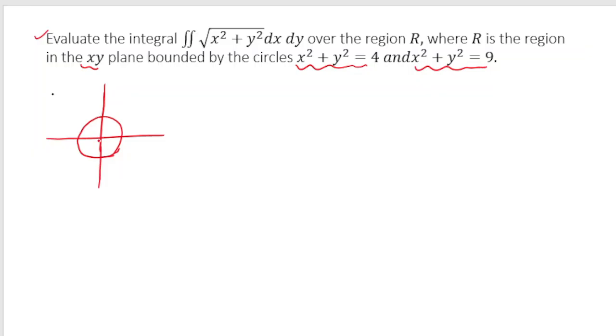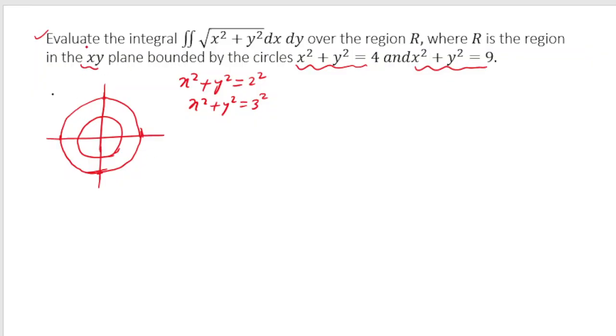So this is the circle whose radius is 2, because x square plus y square is equal to 4 can be seen as x square plus y square is equal to 2 square. And then we have the circle x square plus y square is equal to 9. So that can be seen as x square plus y square is equal to 3 square. So I draw it. Okay. So how do I draw it? So I draw it like this. Good circle. Okay. Good enough, I think.